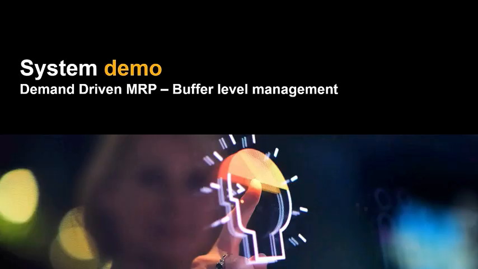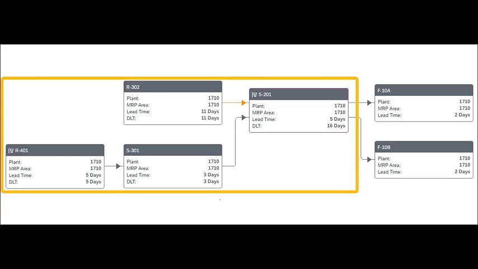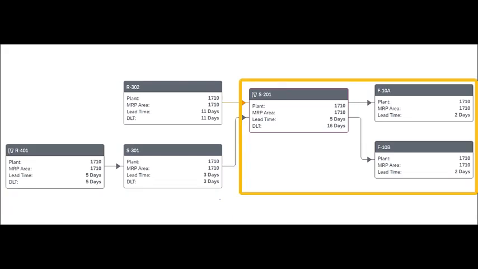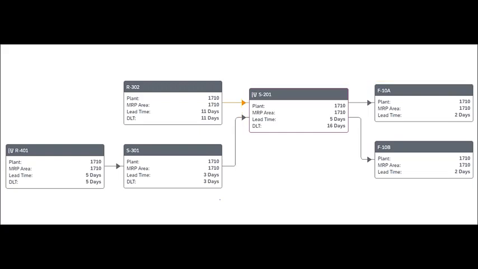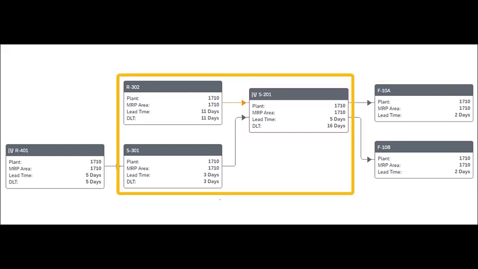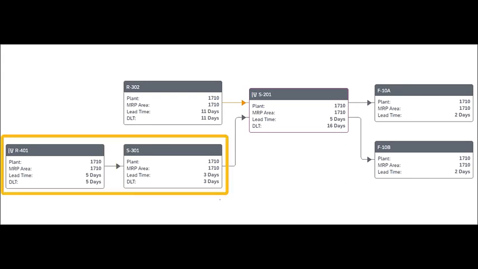Let's look at buffer level management in S/4HANA. We have a 3-level bill of material. There are 2 finished goods which use the semi-finished good S201. S201 is in turn using R302 and S301 during the manufacturing process. S301 is produced using the raw material R401.